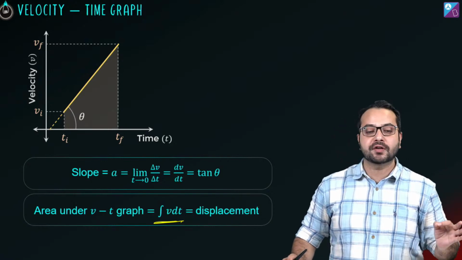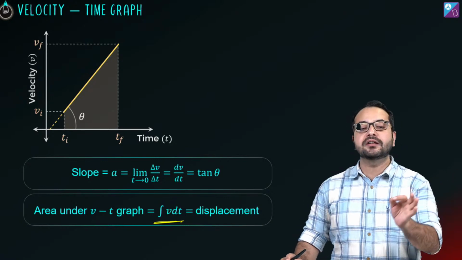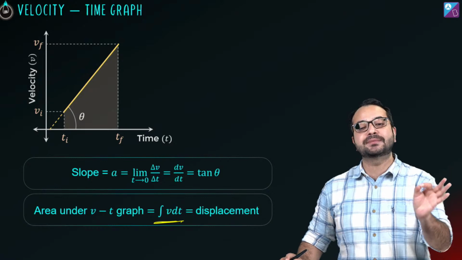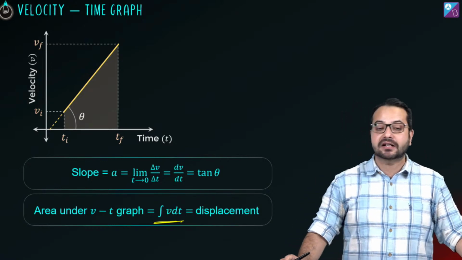So the slope of the velocity time graph is going to give us the acceleration, and the area under the curve is going to give us the displacement. Be very careful that it gives us the displacement. Is that correct? ठीक है?